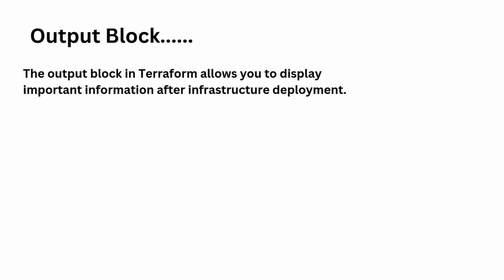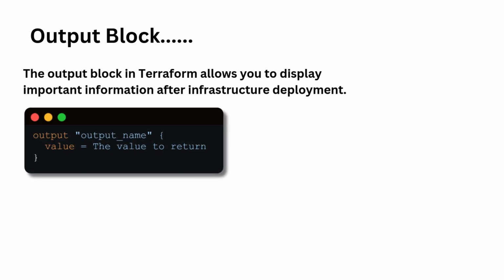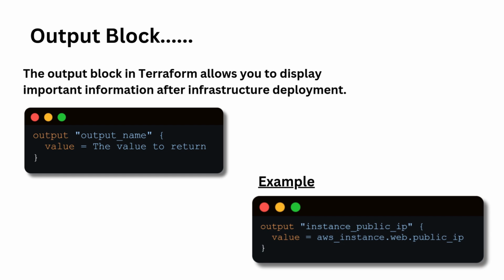We also have the output block in Terraform. This allows you to display important information after infrastructure deployments. It helps you to retrieve values like the public IP of an EC2 instance. An output block follows the structure: output, output name, value, where we specify the value to be returned. Now let's take for instance, this block is using Terraform to display the instance IP address after provisioning the instance.